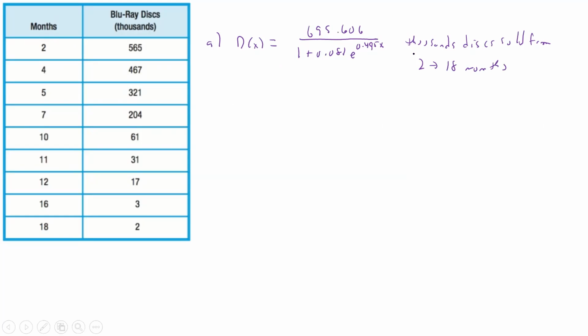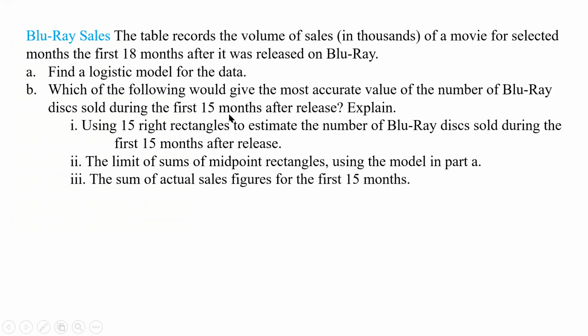We'll go with that. All right, so next, what do we need to do here? It says, which of the following would give the most accurate value of the number of Blu-ray discs sold during the first 15 months after release, then explain. Either using 15 right rectangles, the limit of the sum of midpoint rectangles using the model in part A, or the actual sum of the sales figures for the first 15 months. Well, if we were actually doing it, the best one is going to be the actual sum. That's going to give us the most accurate value.